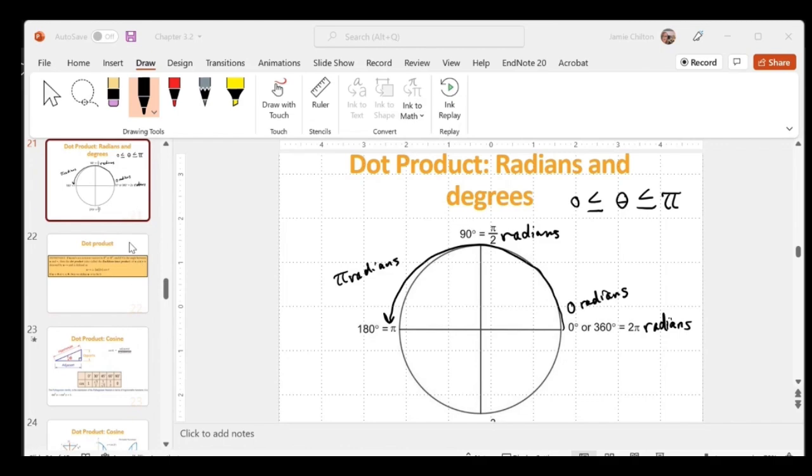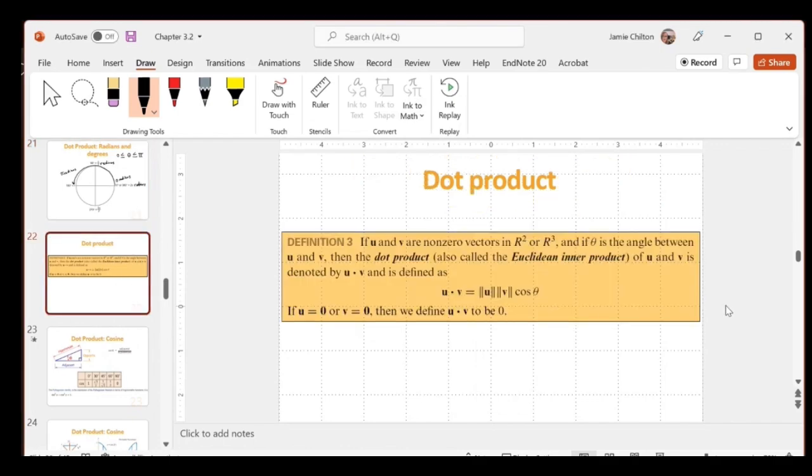So now you ask yourself, what are we going to use all that for? Oh my goodness. So now we're going to be doing the dot product. Keep in mind, this is showing you if you have vectors u and v that are non-zero, and we're looking right now at 2 or 3 dimensions, so R2 or R3.